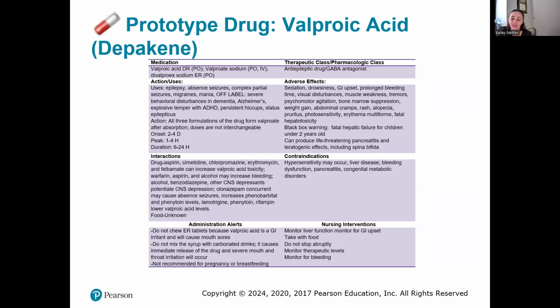See some themes? All right, monitor for liver function, monitor for GI upset. Make sure you take it with food to prevent the irritation. Do not stop it abruptly. Monitor therapeutic levels. Monitor for bleeding. And something that's not on here, wear sunscreen. All right.